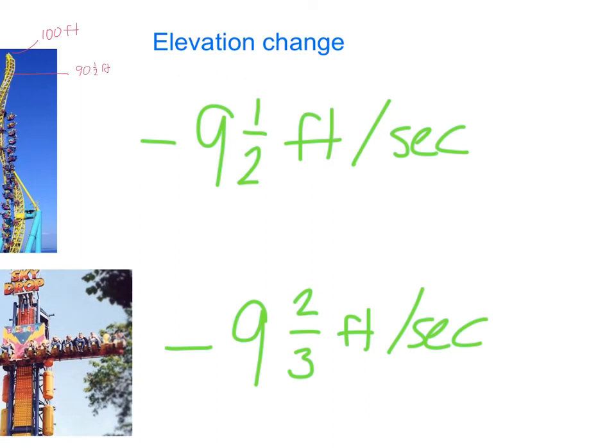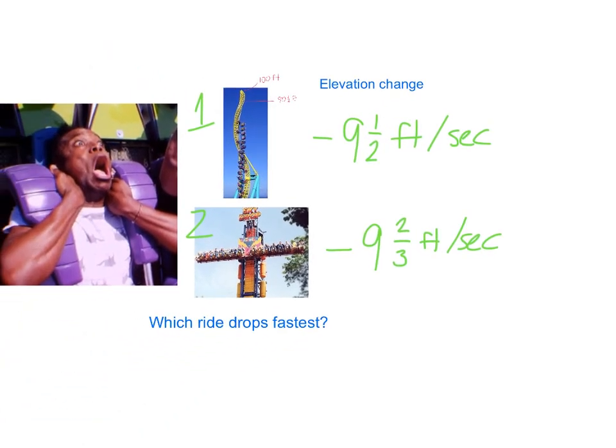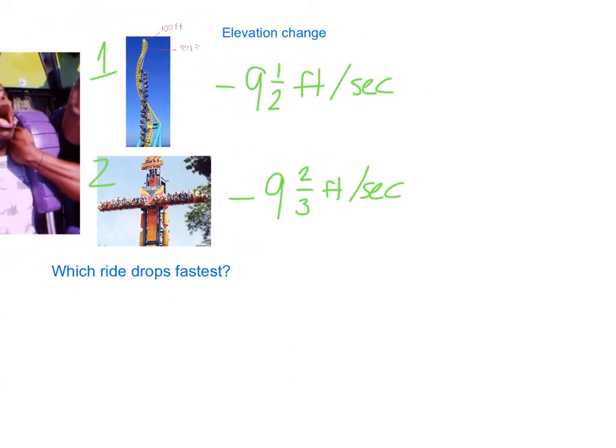But as far as when we say what was the elevation change, it was negative 9.5 feet because they dropped in elevation, right? If we said the elevation change was 9.5, it would have meant they went up 9.5, but they didn't do that. They got to the top and then they went down. So what we want to know is which ride actually drops the fastest. So this one drops negative 9.5 feet per second. This drops negative 9 2/3. So really, I think what we need to do is compare these fractions.